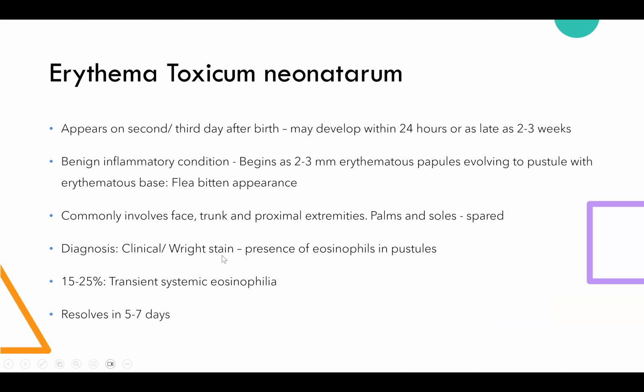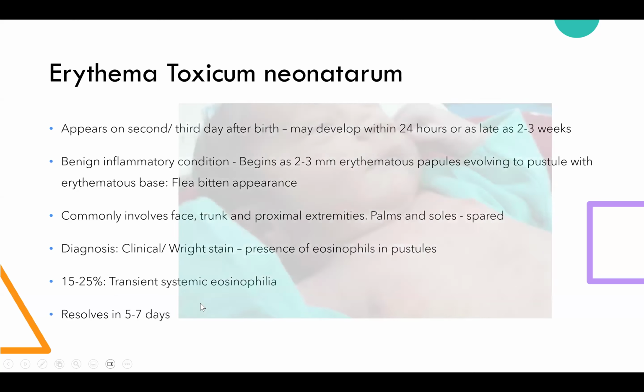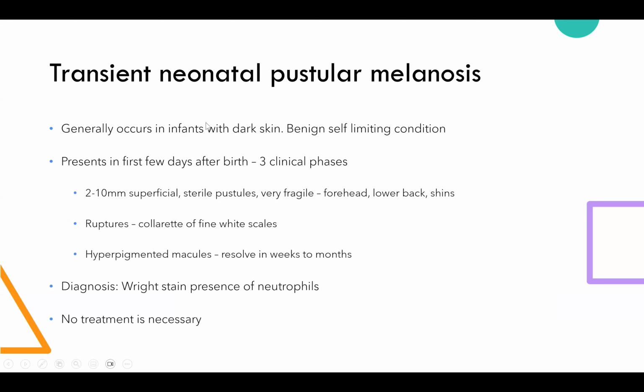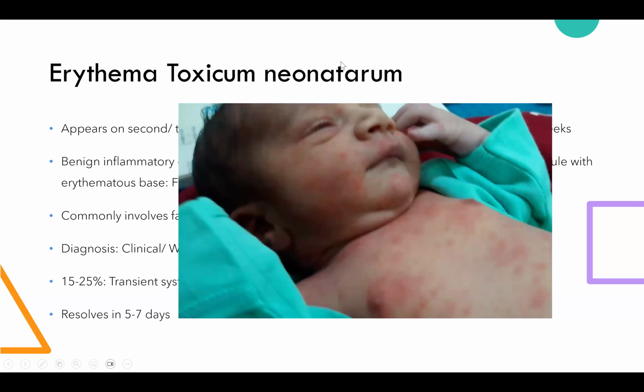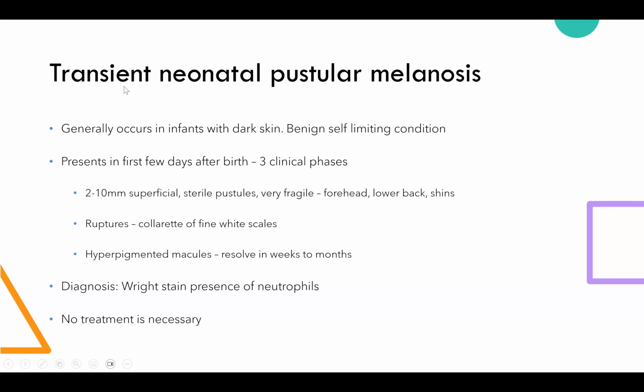Wright stain reveals the presence of eosinophils in the pustules. In severe erythema toxicum neonatorum, where there is systemic involvement, 15 to 25% of babies can have transient systemic eosinophilia. Erythema toxicum neonatorum is more common in white babies, whereas transient neonatal pustular melanosis is more common in infants with dark skin. So it is also a benign self-limiting condition.